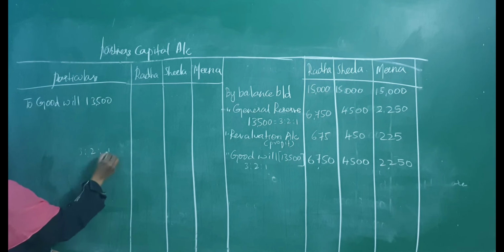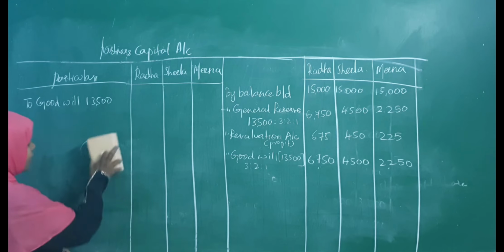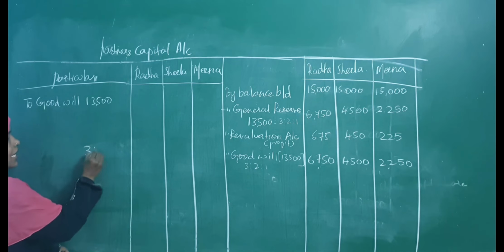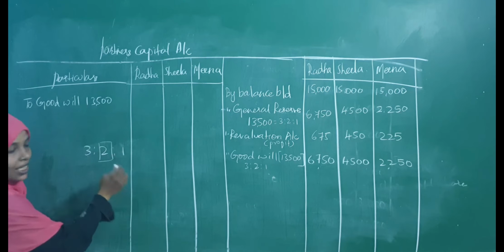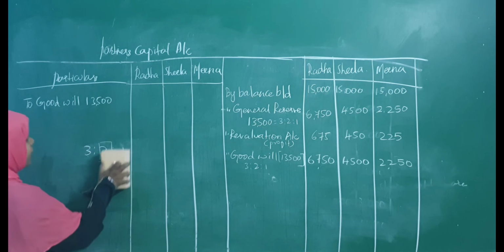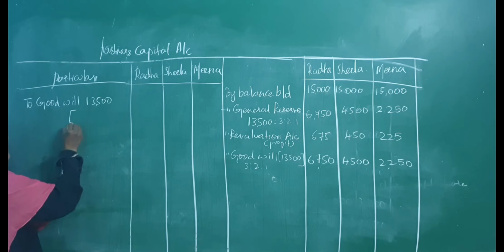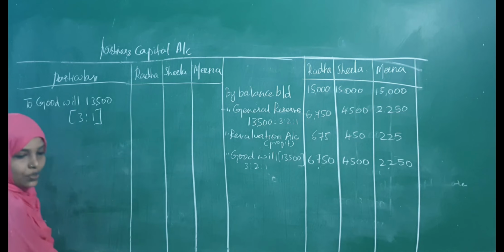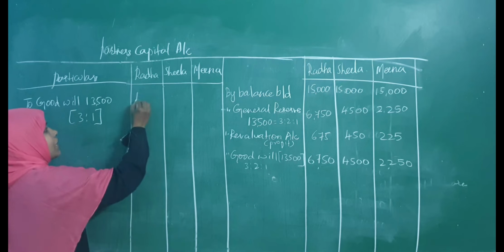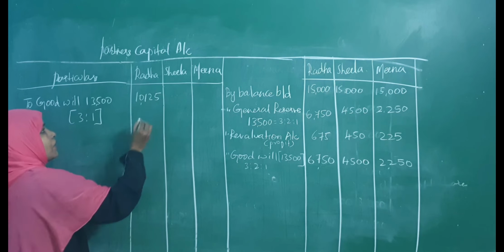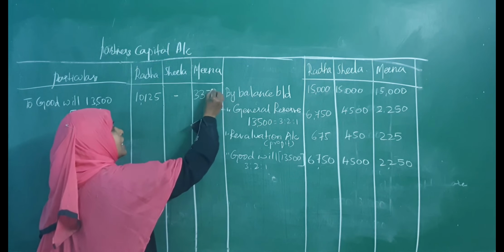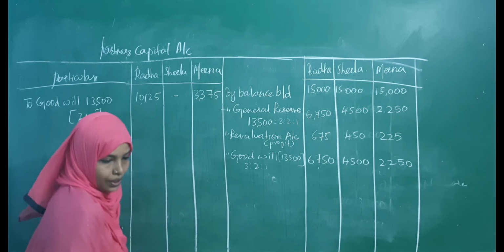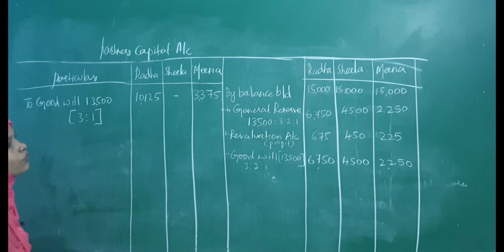Actually, the share is 3:2:1. Since this person is retiring, the remaining share is, I'll just write it. It's actually 3:2:1. Sheila is retiring. So the ratio will be 3:1. Fine. So this 13,500 you have to share it in the ratio of 3:1. It comes to 10,125. Okay. Not to Sheila. And for Meena, 3,375.